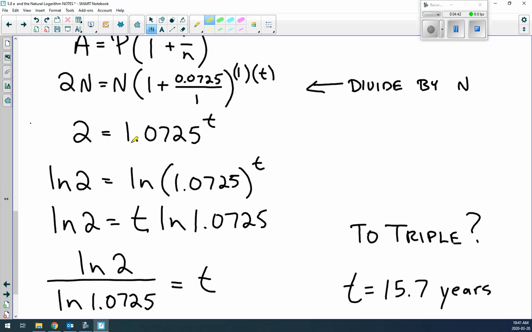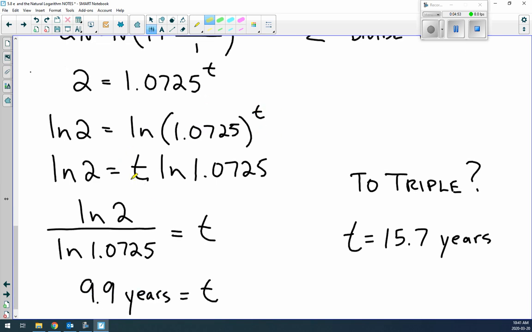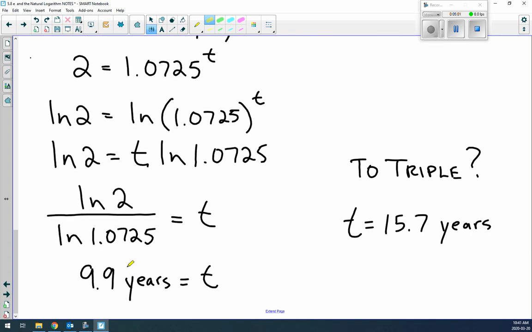Okay. Can't solve that. They're different bases. So what we can do is we can natural log both sides. So ln 2, ln all of this. Okay. What do we do with the t? It's an exponent, so we bring it down to the front. The key is you've got to get the variable by itself. So how do we get rid of this ln of 1.0725? Well, you divide both sides by that. So you have ln 2 divided by that. Comes out to 9.9 years.